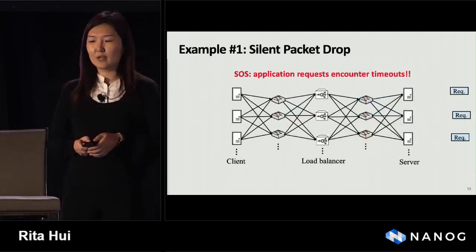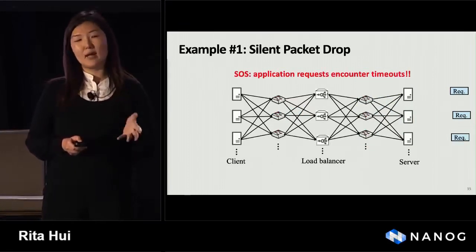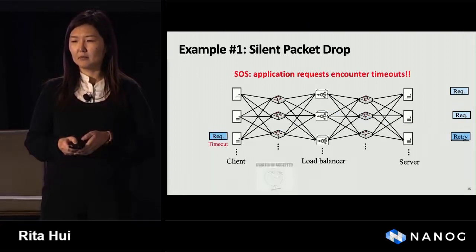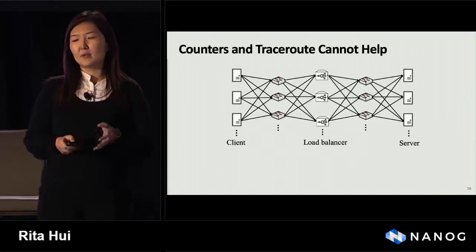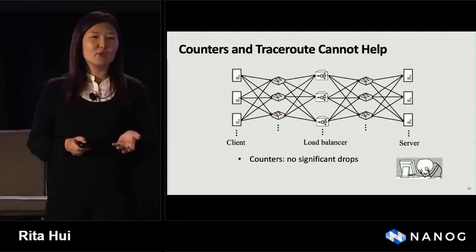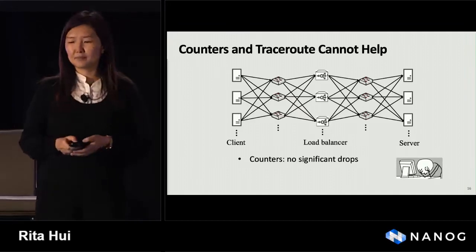We could have applications on the client side send requests to servers on the right side, and sometimes they get a timeout. And then the application will retry, right? And then the retry may be successful. And then we'll wonder why. Then the operators will try to troubleshoot why the intermittent timeout happens. And then we check the switch counters. And very commonly, there are no significant drops.